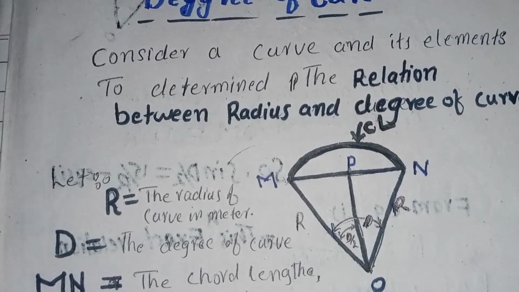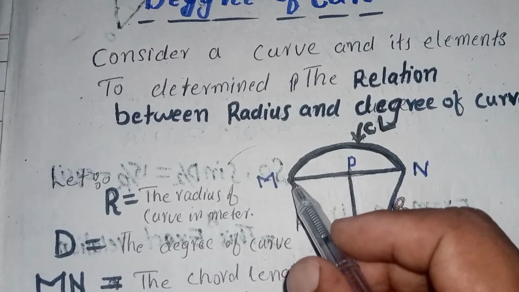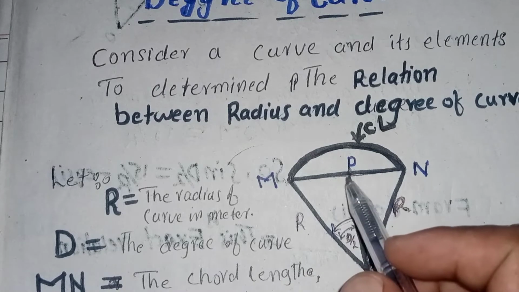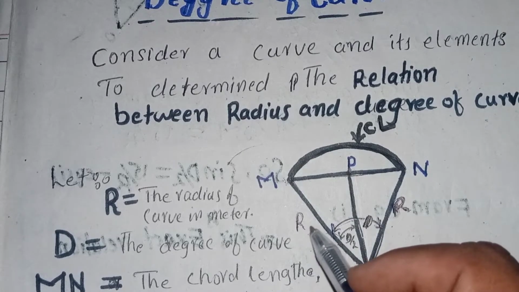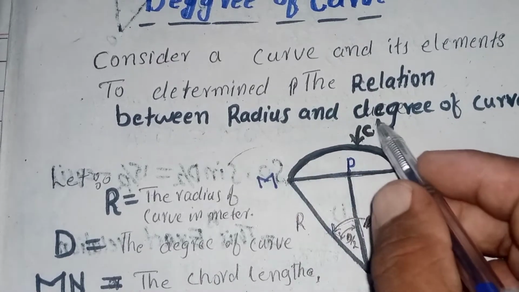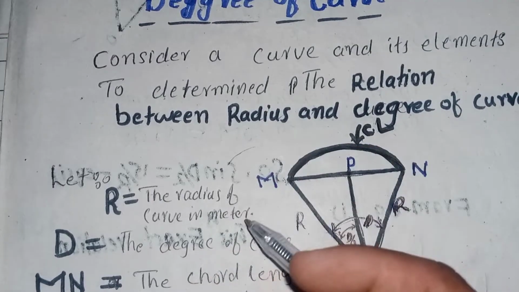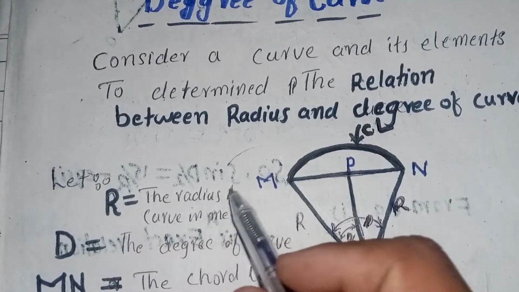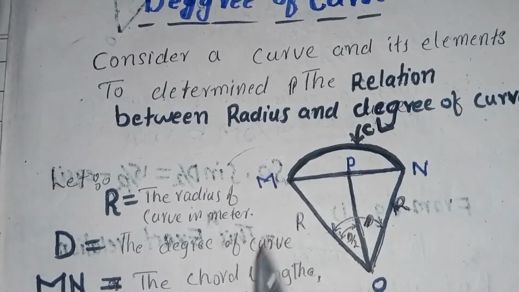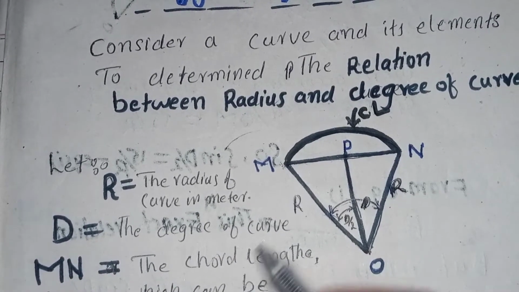We have considered this curve. You can see that this is a curve, and these are the elements of this curve, such as MN, which is the chord length, and R, which is the radius of this curve, and this is the curve length, as we have written here. Let's discuss these elements. Let R be equal to the radius of curve in meters, but keep in mind that the calculation is going in metric form.